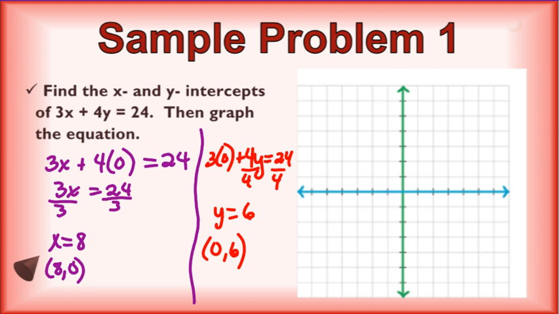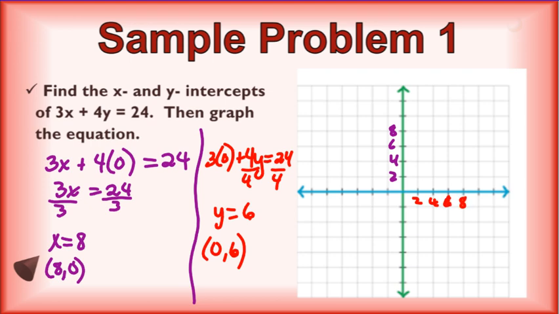So now I'm going to plot those points on my graph here. These are all counting by, here I'll count by 2's. So this is 2, 4, 6, 8. My x's, I'll do the same. So 2, 4, 6, 8.